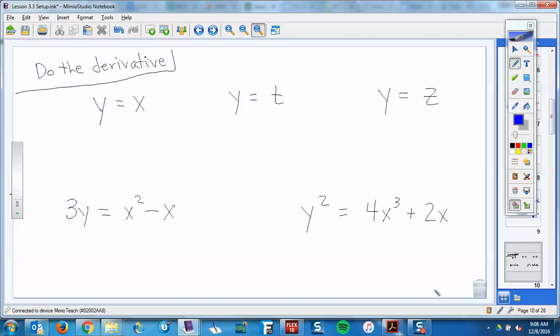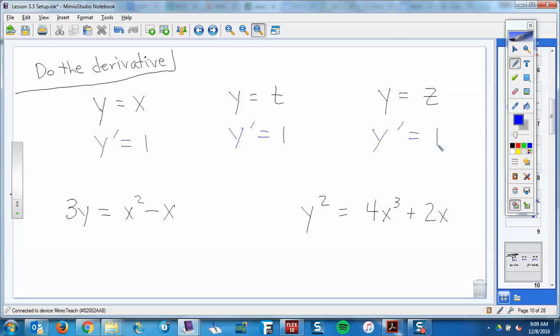All right. So, first of all, what's the derivative of y equals x? If I just asked you, before we started this discussion right now, tell me what you would write down right here. You'd write y prime equals 1, right? What would you do on this one? If I said y equals t, what would you write down? You'd write down y prime equals 1. What if I said y equals z? What would you write down?